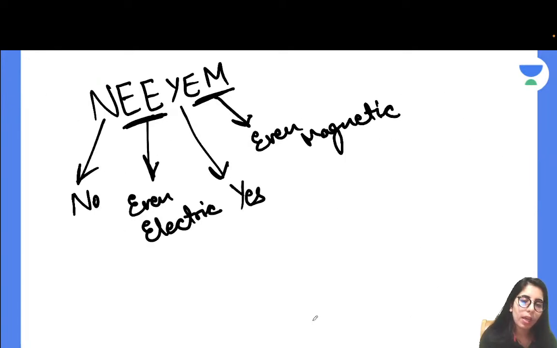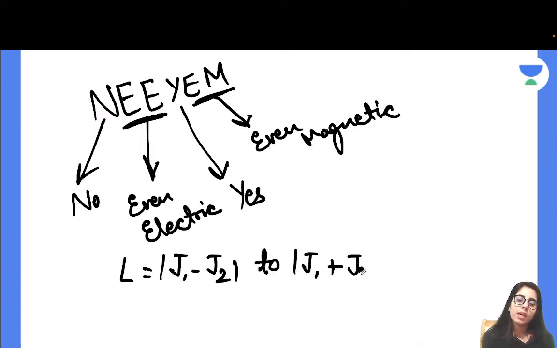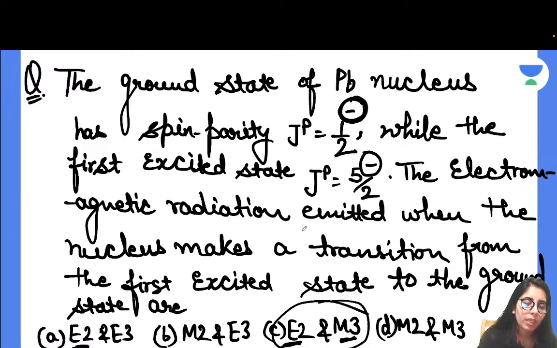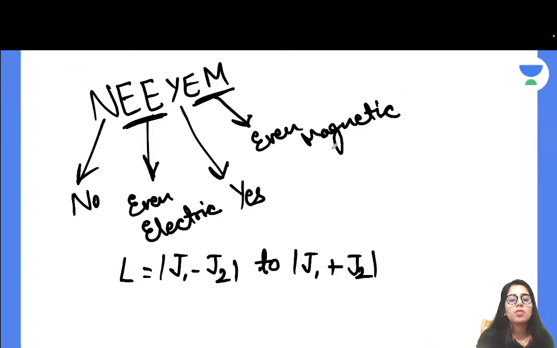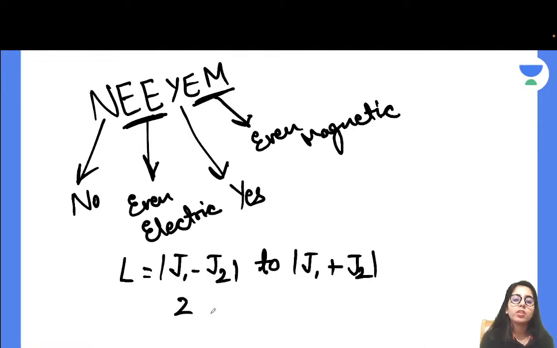So what is that? Along with this, you also need to get the L values, which will be J1 minus J2 to J1 plus J2. Now, what is J1 here? Any one of them you can take, because you are going to take the mod there. Mod will make it positive even if you are getting something negative. 5 by 2 minus 1 by 2, 4 by 2, which is 2, and 5 by 2 plus 1 by 2, which is 3. So 2 and 3.